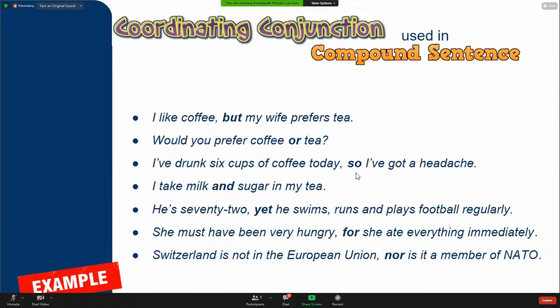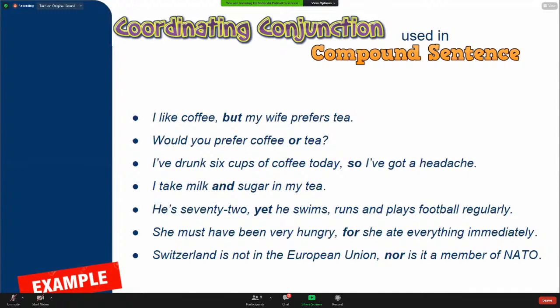I take milk and sugar in my tea. I can separate it into different things. I can say I take milk in my tea. That is one clause. I take sugar in my tea. That is another clause. If I want to join, I take milk and sugar in my tea. They are both independent. If one clause is missing, the other clause can survive. They have a separate meaning.